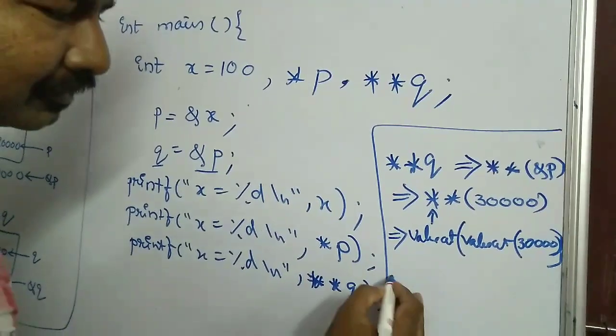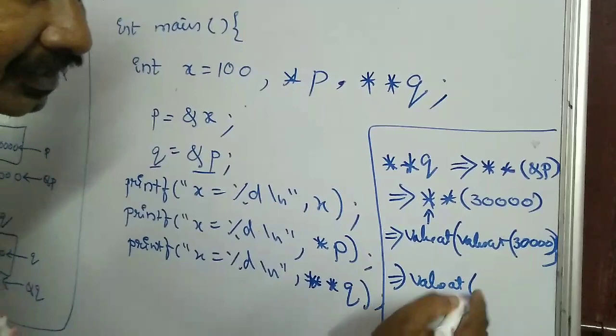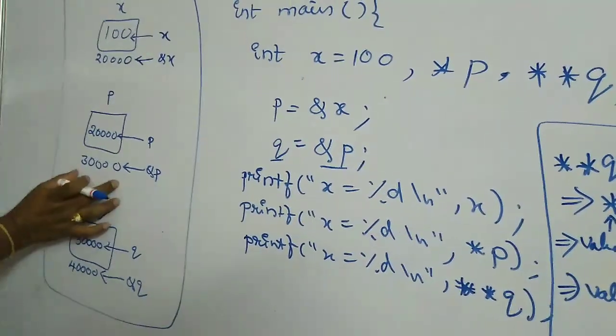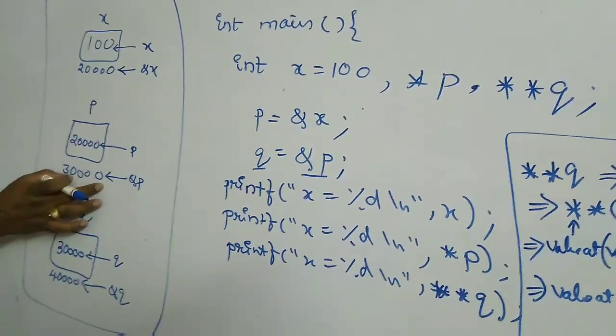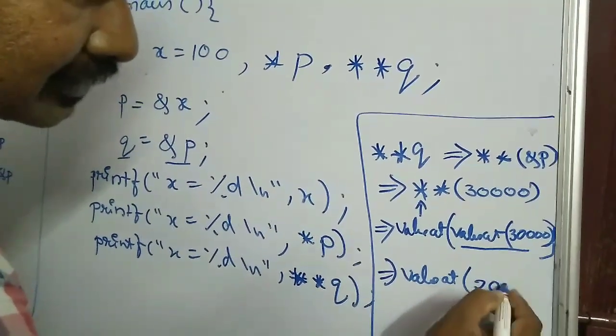Okay. Value at, I'm just expanding it. What is the value at 30,000? What is the value at 30,000 in the memory? The value at 30,000 is 20,000. So value at 20,000.